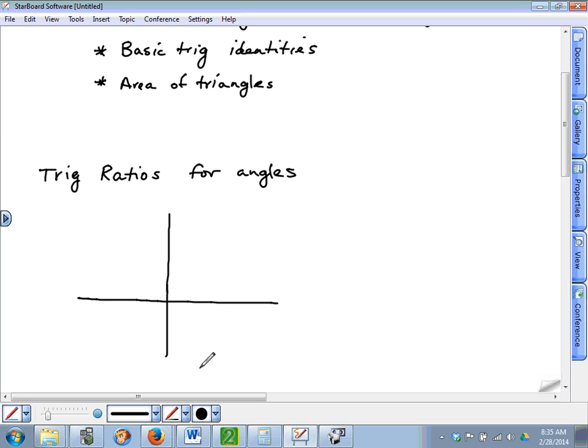So the vertex of the angle must be on the origin. The initial side is on the x-axis pointing to the right. And the terminal side could be anywhere. Just for right now, for sake of ease, we're going to put it in the first quadrant. But this applies to angles in any quadrant. And we'll call this angle theta.